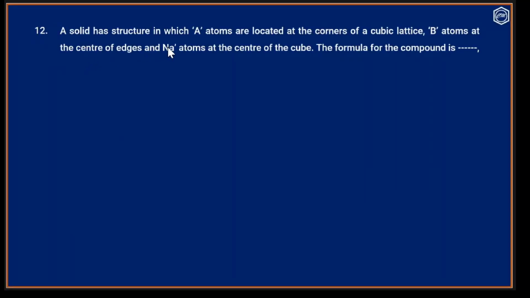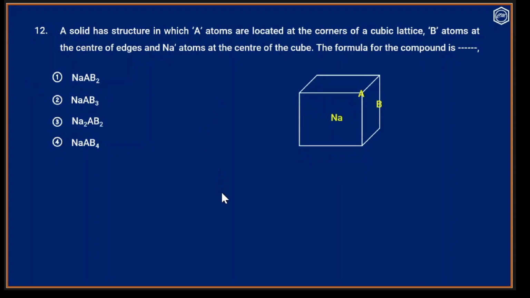A solid has a structure in which A atoms are located at the corners of the cubic lattice, B atoms at the centers of the edges and sodium atoms at the center of the cube. The formula of the compound is: option 1 NaB2, option 2 NaB3, option 3 Na2AB2, option 4 NaB4. So we can draw a picture of that. A atoms at the corners, B atoms at the middle of the edges, and the sodium atom is at the center of the unit cell.